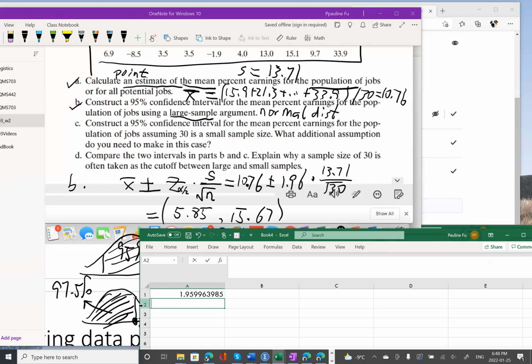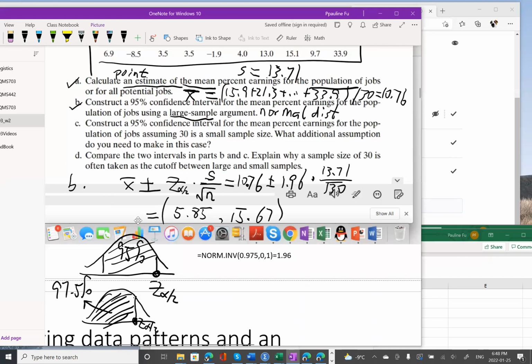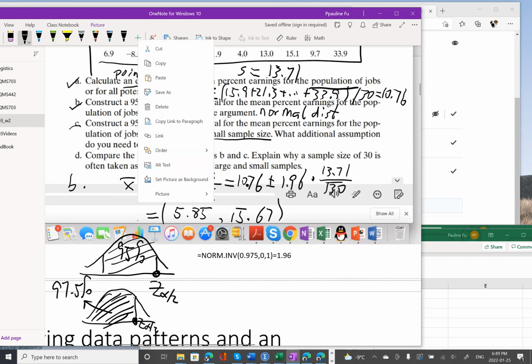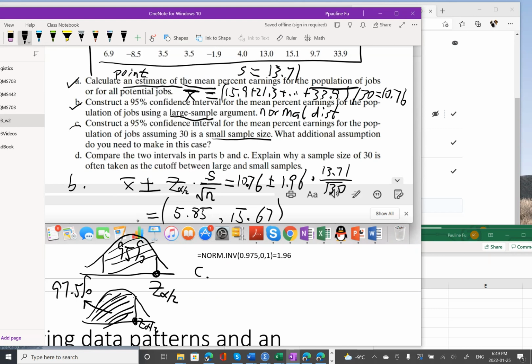So that is the formula. Okay, question C. Construct a 95% confidence interval for the population mean if it is a small sample size, if 30 is a small sample size. If 30 is a small sample size, you use a T distribution, the student distribution. When you use the student distribution, the formula becomes X bar plus minus T half alpha times sample standard deviation S over square root of sample size N.